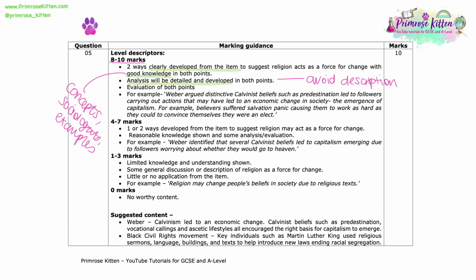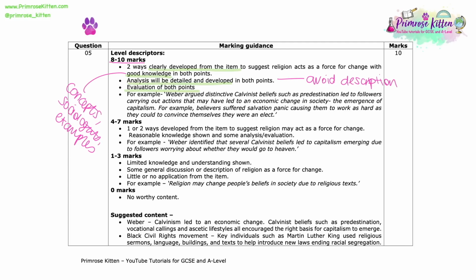Exactly the same when it comes to the other point with regards to social protest. Don't just, for example, if you decide to go down the Martin Luther King route, don't just write a narrative account of who Martin Luther King is. Stick directly to the item and the question and how the actions of people like Martin Luther King led to change emerging in society. And evaluation of both of those points there as well. So providing the criticism, maybe with regards to Weber, how his study is limited, maybe with regard to protest, how actually in other situations religion has acted as a conservative force keeping society the same.